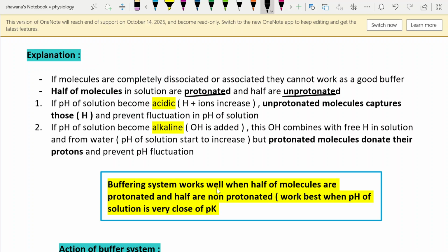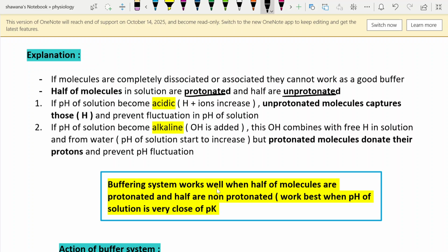It means that the pH of that solution or that blood starts to decrease because hydrogen ions are increasing. Okay? So a good buffer has a half protonated form and a half unprotonated form. What does it do? It will cause the unprotonated molecules to capture the additional hydrogen ions that we have added. It will capture those hydrogen ions that we are adding, and it will resist the pH fluctuation.